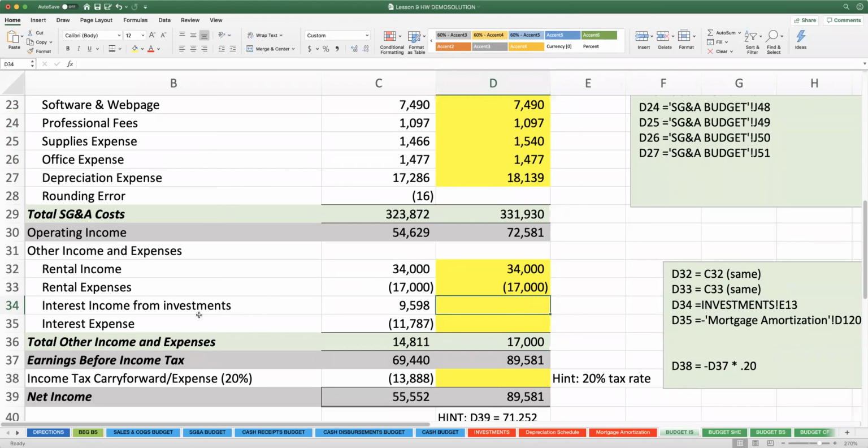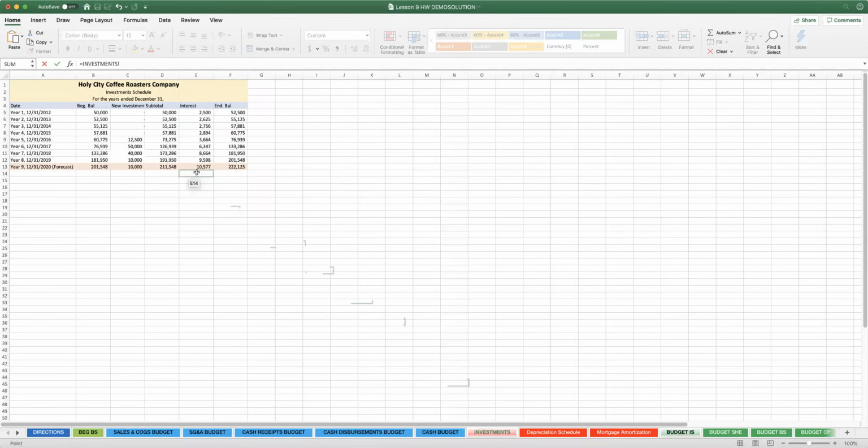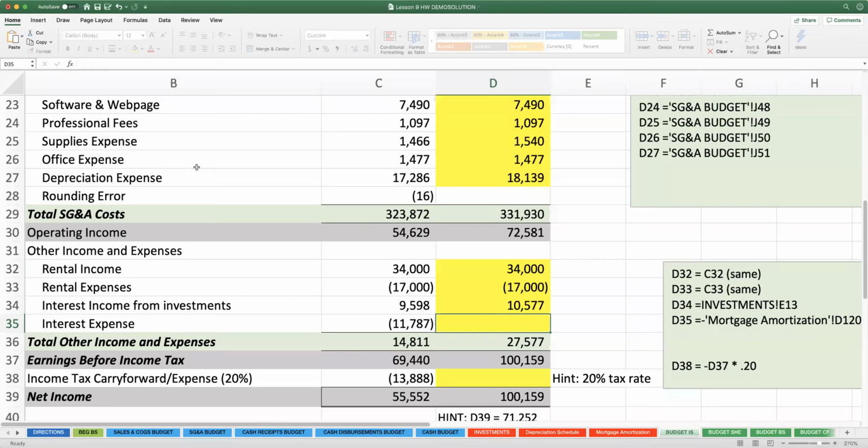Now the investment, interest income from investments, you're going to find over in the investments tab, this red tab. So that's in this interest column, right? And that's the forecasted amount for 2020. And then this is the interest expense for 2020. So make sure you put that minus sign in there because it's a cost. And in the other income and expense, you've got to show the brackets on these.